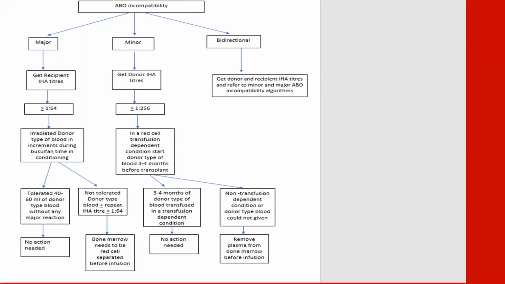In the case of minor ABO mismatch, donor IHA titers are done. If the titer is more than or equal to 1:256, then 3 to 4 months before transplant we start donor type blood. If donor type blood is transfused for 3 to 4 months in a transfusion dependent condition, then no action is needed. But if donor type blood couldn't be given, then remove plasma from the bone marrow before infusion. In the case of bidirectional, both donor and recipient IHA titers are done, and we refer to the minor and major ABO incompatibility algorithm.